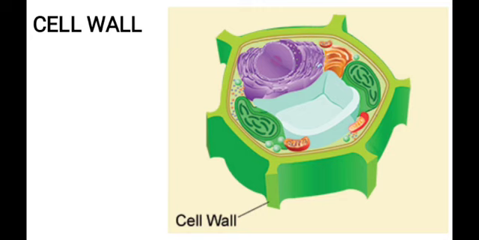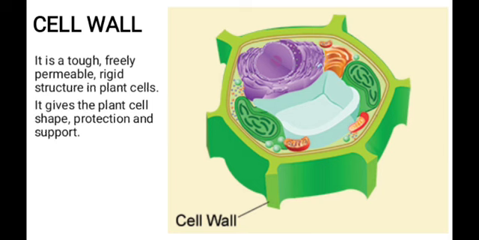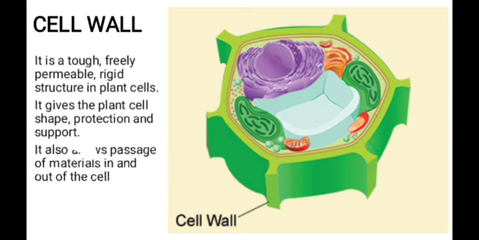The cell wall is majorly found in plant cell, and it is a tough, freely permeable, rigid structure in plant cell. It gives the plant cell shape and protection and also support, and it also allows passage of materials in and out of the cell.